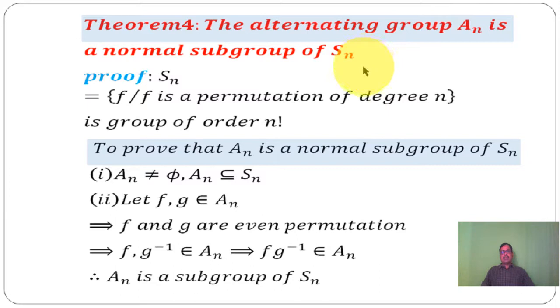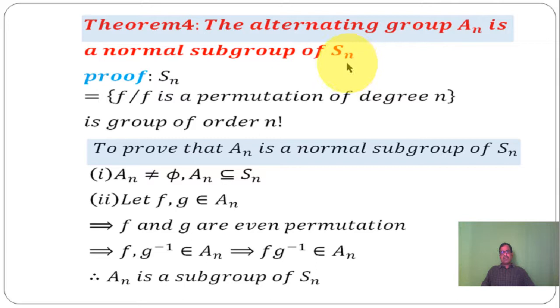What is the condition of a subgroup? H is a subgroup of G if and only if A belongs to H, B belongs to H implies AB inverse belongs to H. So here, AN is a subgroup of Sn. Taking two permutations F, G belonging to AN, if FG inverse belongs to AN, then therefore AN is a subgroup of Sn.